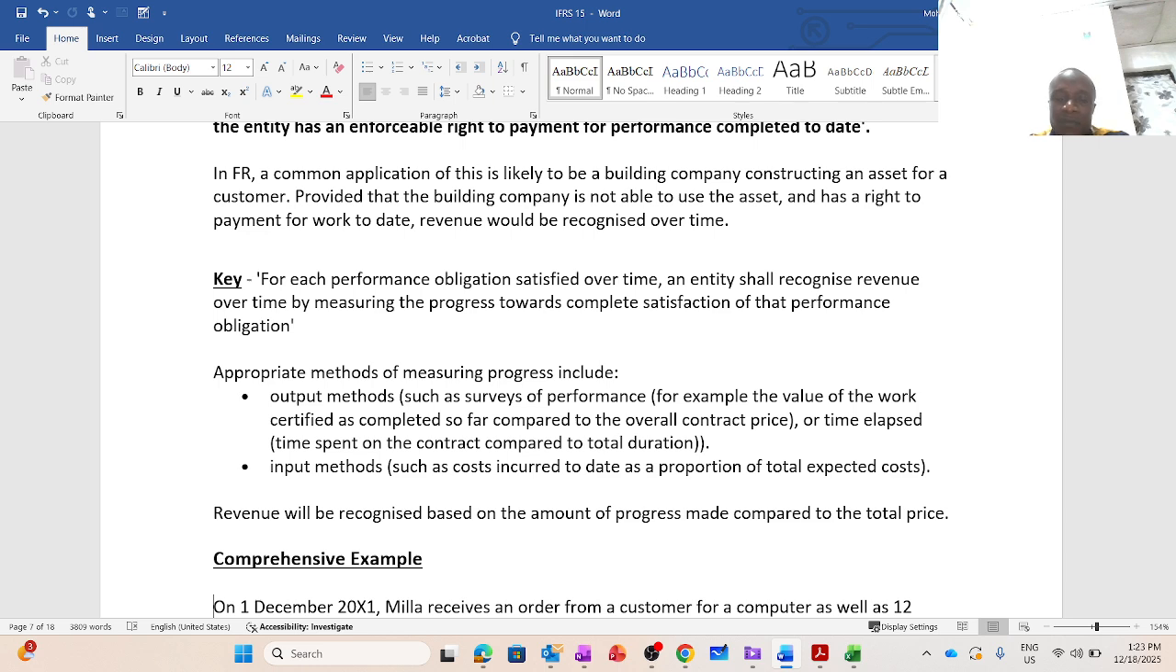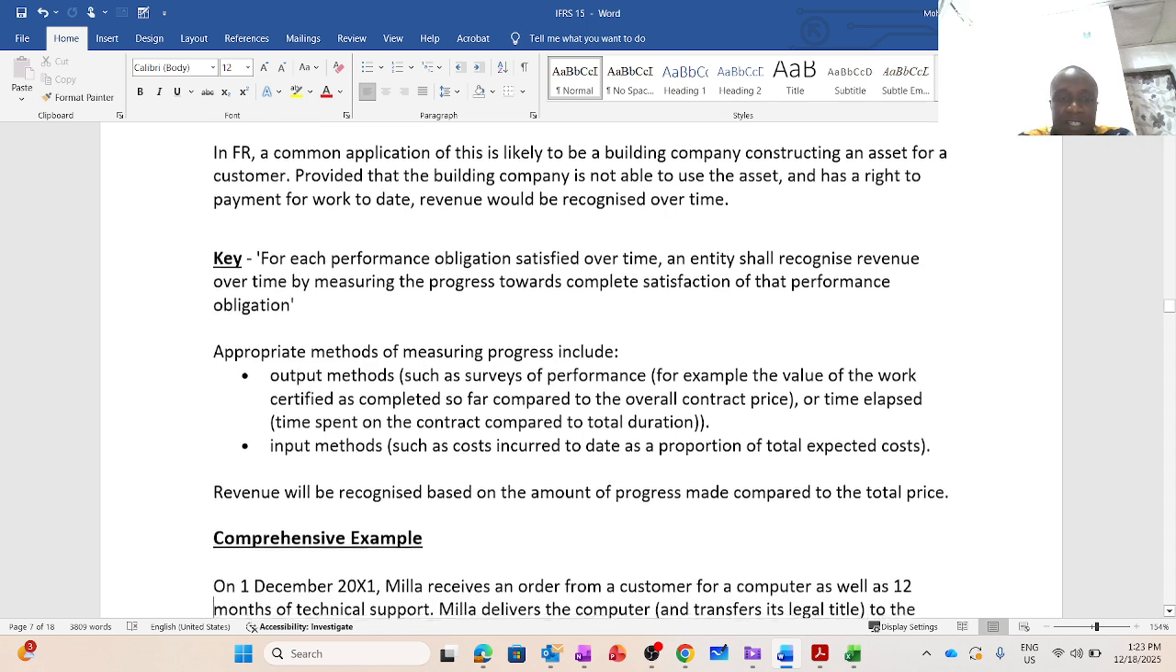But basically, for the output method, we are going to use the value of work certified as completed so far compared to the overall contract price. For the input method, we are going to use the cost incurred to date as a proportion of the total cost. But let's keep it simple. Try to understand the indicators for us to recognize revenue at a point in time, or the indicators for us to recognize revenue over a period of time. That's what you need to focus on according to stage 5 for revenue recognition.